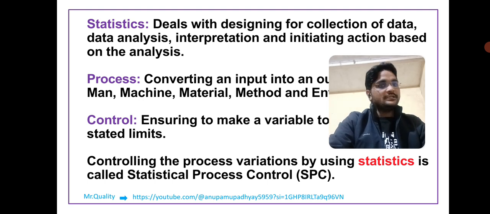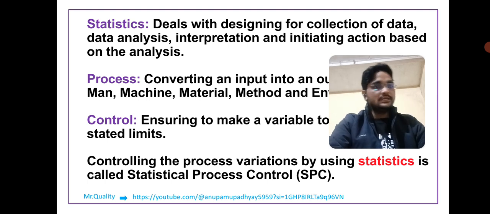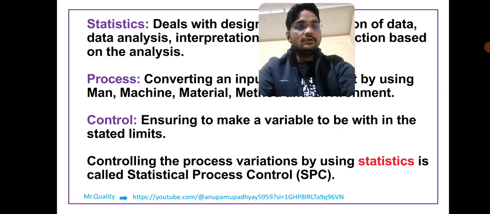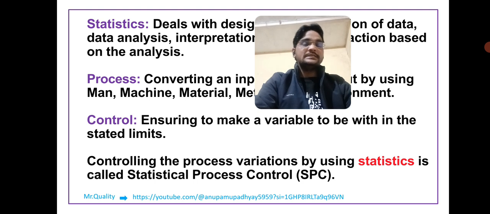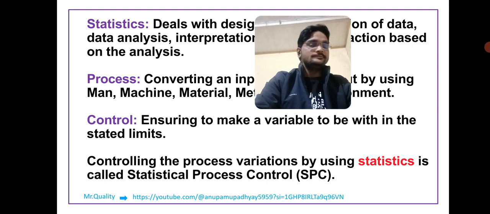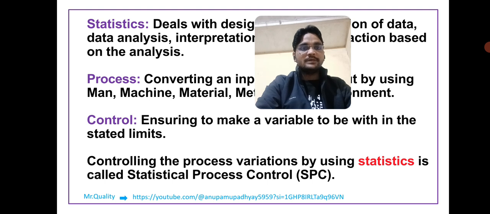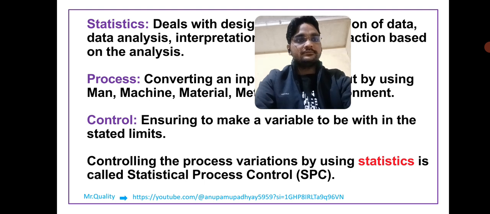A process is converting an input into an output by using man, machine, material, method, and environment. What is control? Control is ensuring a variable stays within the stated limits. Control means within the stated limit. What is SPC? SPC is controlling the process variations by using statistics, and is called statistical process control.